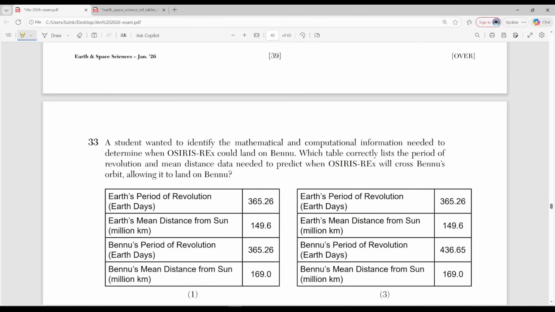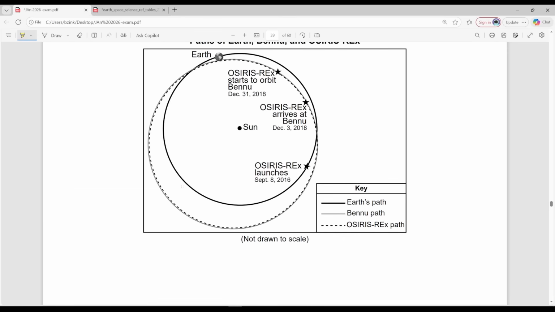So a student wants to identify the math and computational information needed to determine when OSIRIS could land on Bennu. Which table correctly lists the period of revolution and mean distance data needed to predict when OSIRIS will cross Bennu's orbit? All right, what am I missing here? So OSIRIS starts to orbit there. We launch, so basically right here, we're going to cross. There are 3 paths here: the solid gray line, which is Bennu, the Earth's path, which is black, and then the OSIRIS one, which is the dot.